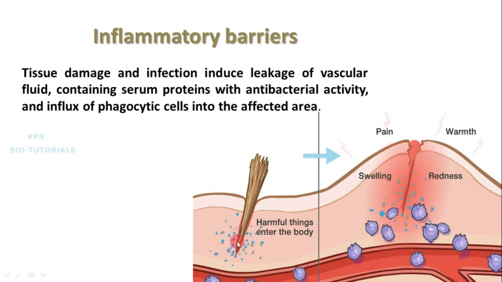an infection or damage in the tissue, numerous phagocytic cells will be influxed to that area from the capillaries, and to that site there will be an enormous blood flow, and due to this increased blood flow there will be redness and swelling. Also in that region there is pain and warmth. So these four features are the signs of the inflammatory response.